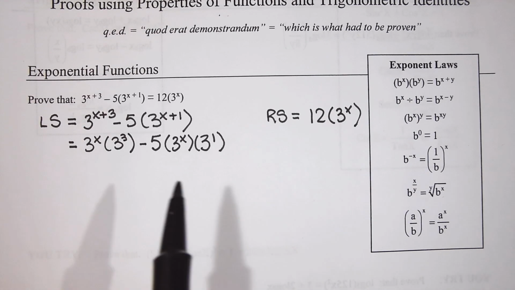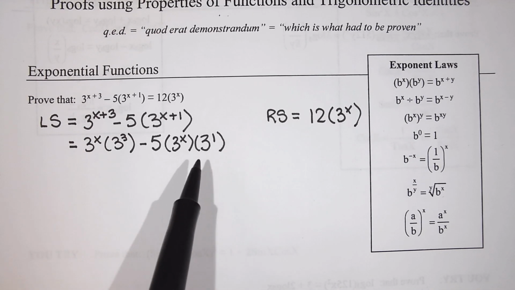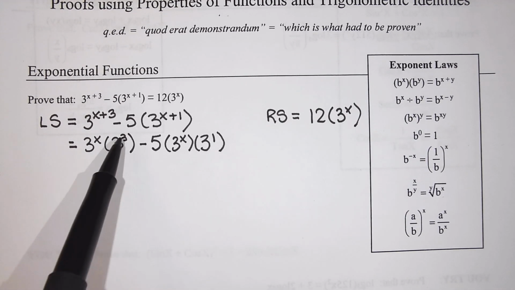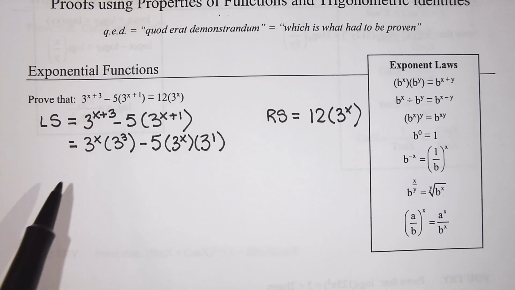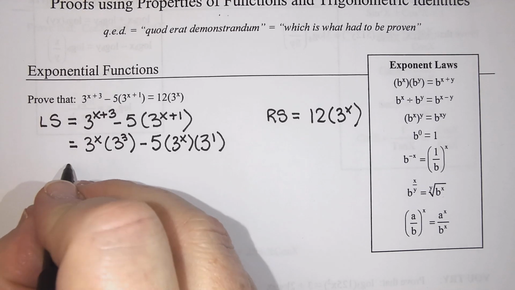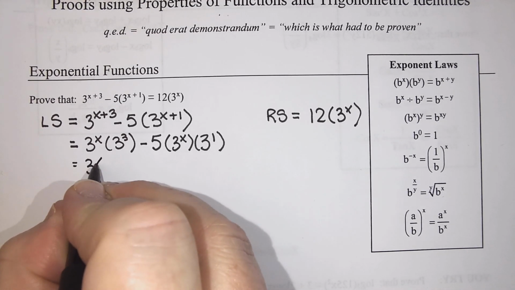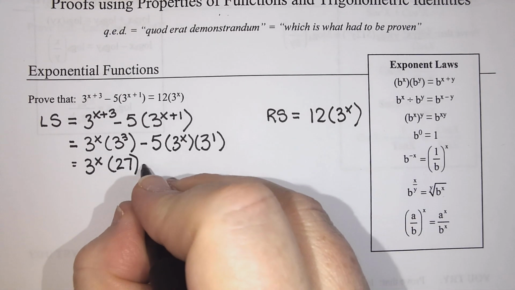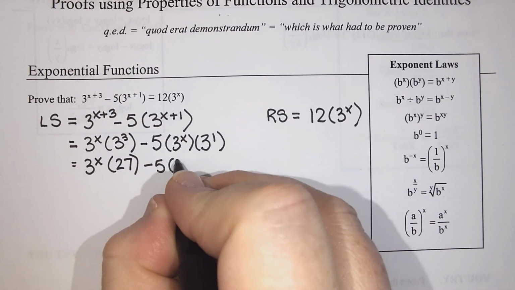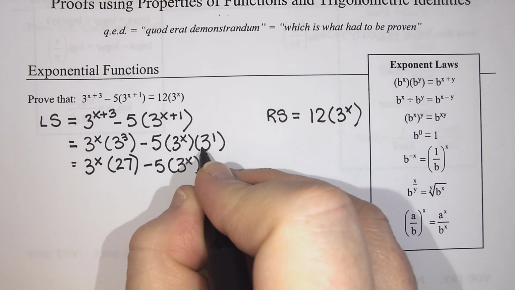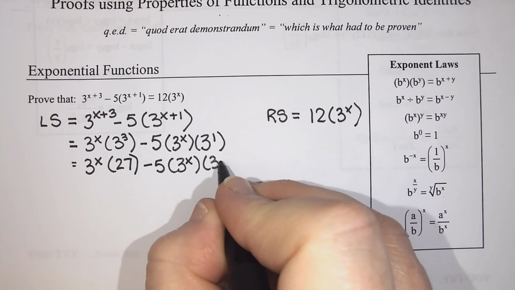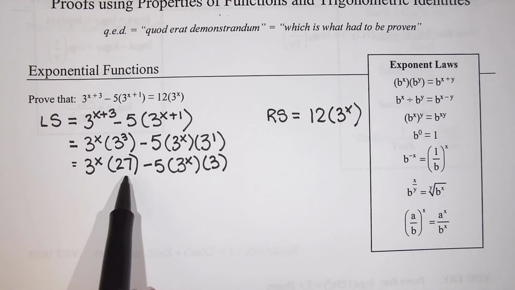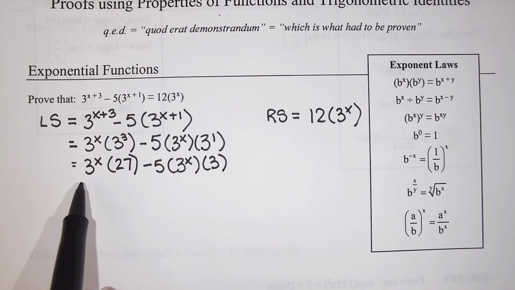All right, from here, I notice I now have 3 to the power of x's, which is what I need on the other side, but I need to simplify some of these numbers. So 3 to the power of 3 is 27. So I have 3 to the power of x times 27. I'm going to leave the 5 and the 3 to the x, and then 3 to the 1 is just 3. Okay, I cannot multiply 27 and 3 here, right?